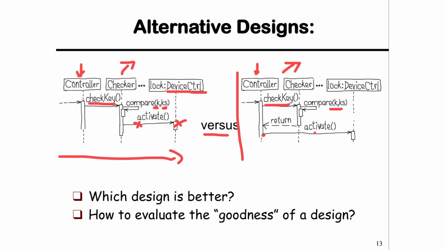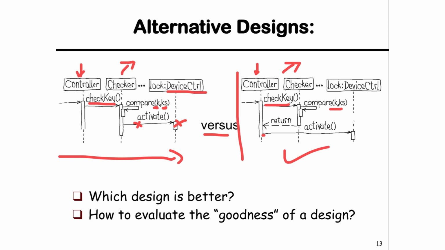But in the case of the second one, the checker has consulted or acknowledged the validity of the key, so the controller will know the person who entered this key is the correct one, the eligible one, and it can directly trigger the device control that unlocks the door. So the second one is the best approach. We'll talk about this kind of selection in the near future within the next slides. But which design is better? We already said the second one.